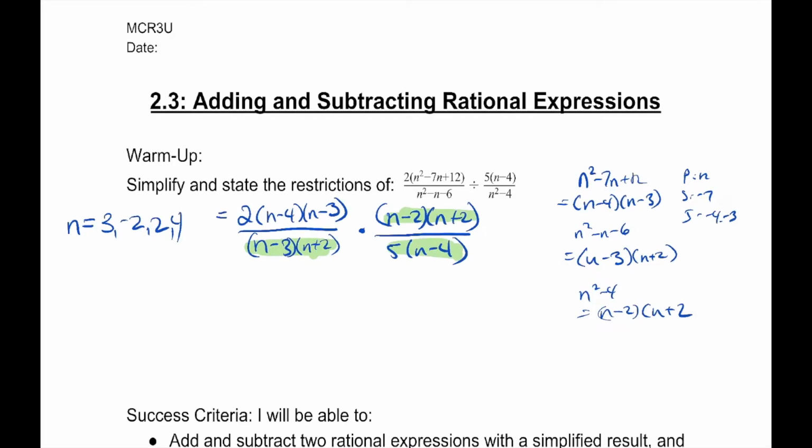Then let's go off to reduce. So n plus 2 and n plus 2 reduce over there. n minus 3, n minus 3 reduce over here. And wow, n minus 4, n minus 4. So a lot of reductions happening over here. This is going to be simplified to 2 times (n minus 2) all over 5, where n can't be, again, 3, negative 2, 2, and 4. All right, so that's a review of division.